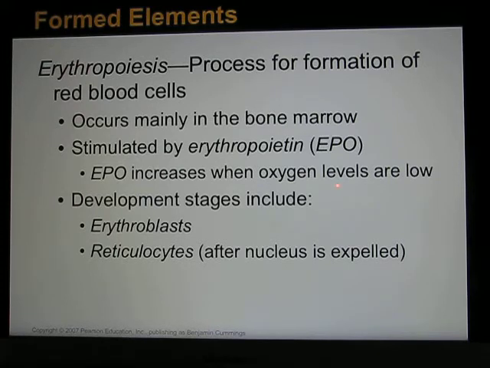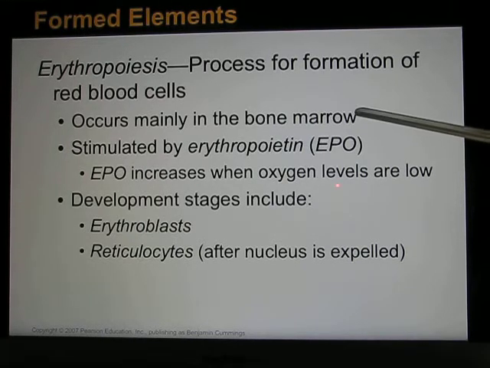And the process to produce red blood cells, called erythropoiesis, is stimulated by a hormone called EPO, erythropoietin. This is the hormone produced by your kidney when you are short of oxygen. Your body can produce this hormone, and it will go to the bone marrow, as the red bone marrow produces more red blood cells.